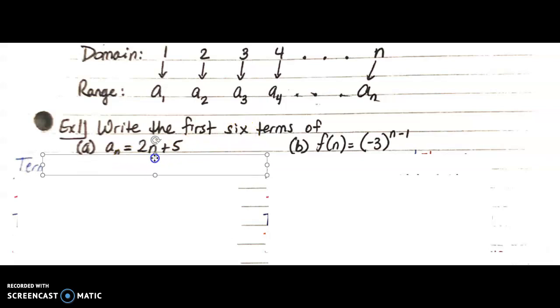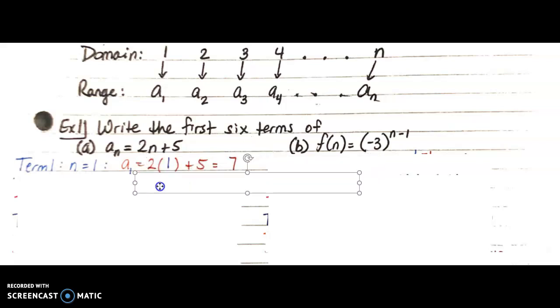So for term 1, that means that our n is equal to 1 for the first term. We just simply take 1 and plug it in. We're looking for a sub 1 here, which means we're going to plug in 1 for n. When we plug in 1 for n, we get 2 times 1 plus 5, which is equal to 7. So our first term in our sequence is actually 7. So the first term, a sub 1, is equal to a value of 7.